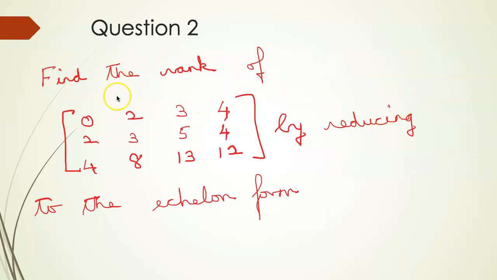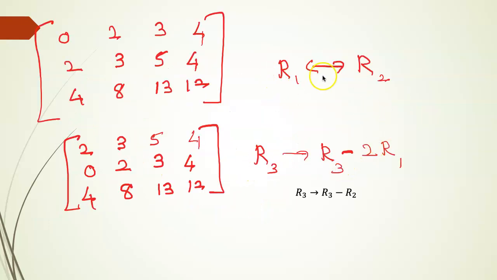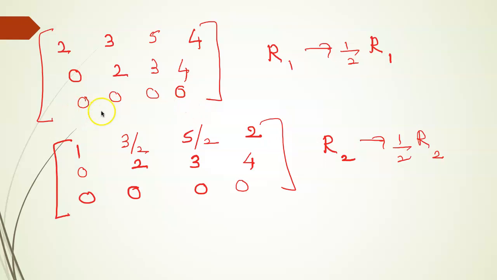Now find the rank of this matrix by reducing to the echelon form. This has 3 rows and 4 columns. So if I interchange the first and second row, this is what I get. And then I do R3 minus 2 times R1. And so you get this as 2. This becomes 0. 8 minus 6, 2. 13 minus 10, 3. 12 minus 8, 4, which is the same as the second row, and then I do R3 minus R2, so I get this matrix with the third row 0.